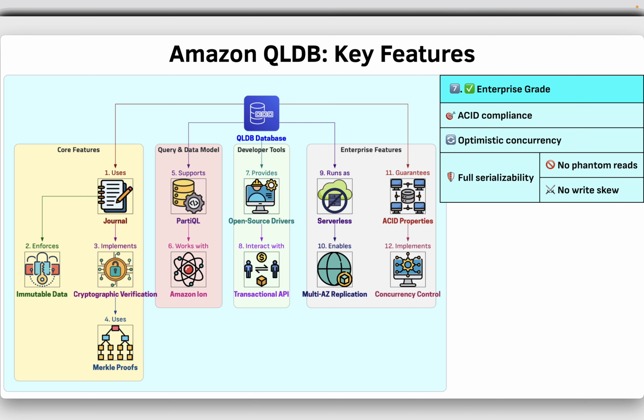Enterprise grade. QLDB transactions are fully compliant with ACID properties, which are atomicity, consistency, isolation, and durability. It utilizes optimistic concurrency control and transactions operate with full serializability, ensuring the highest level of isolation and preventing concurrency issues like phantom reads and write skew.